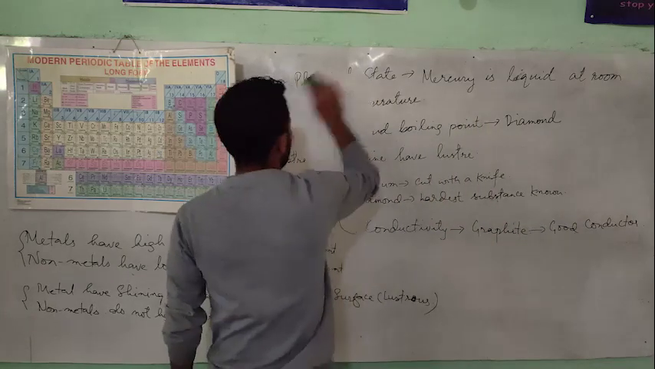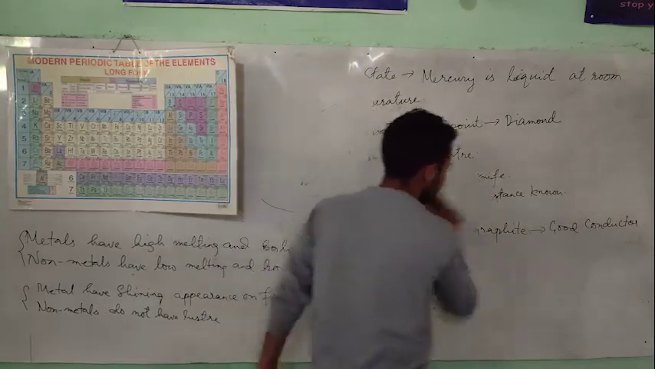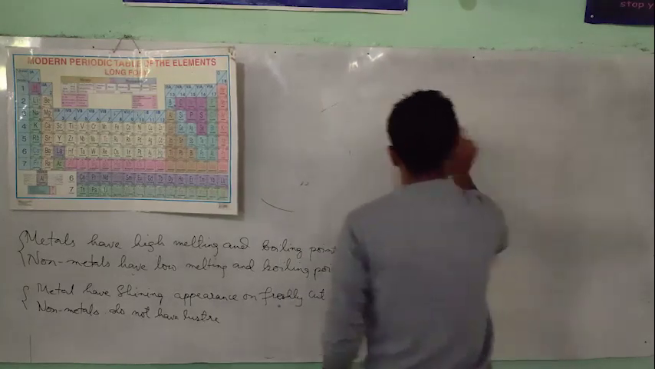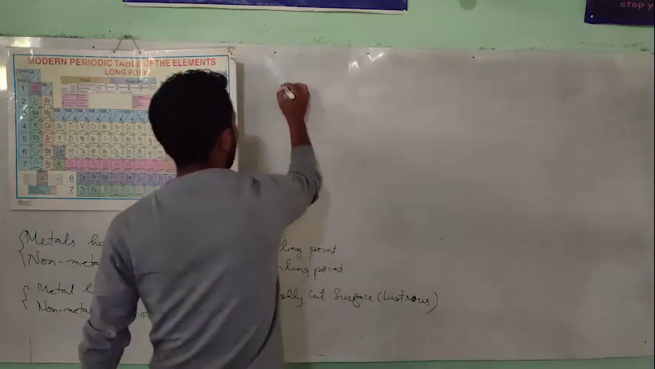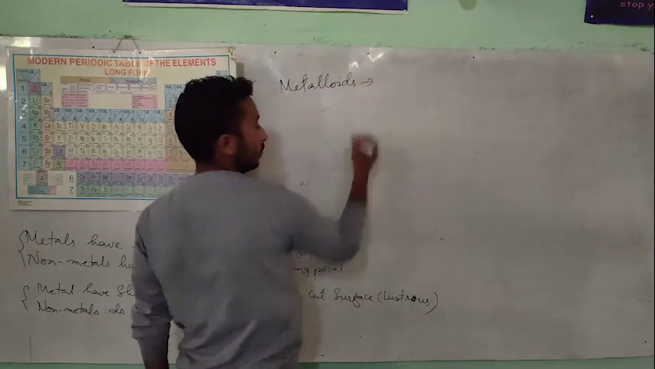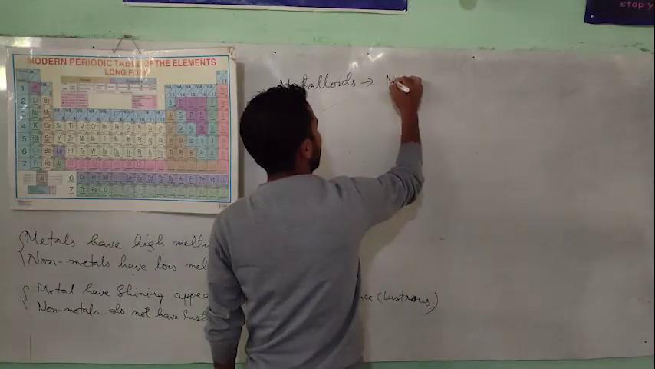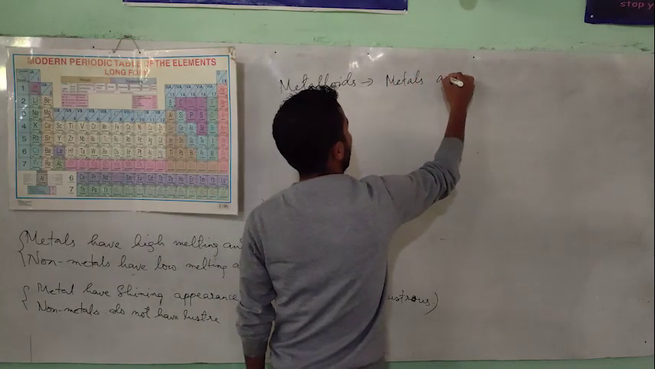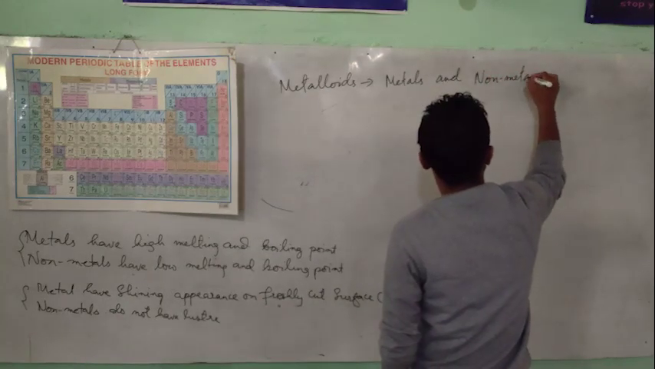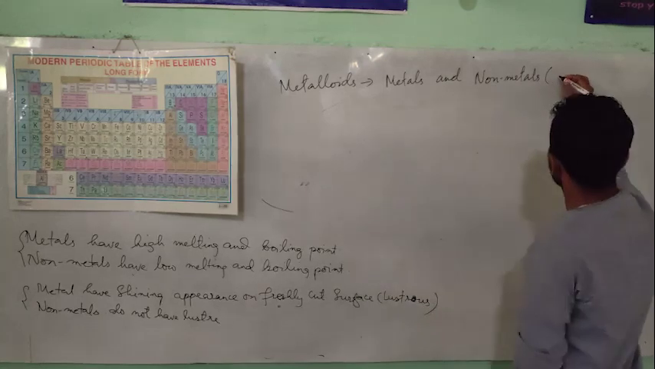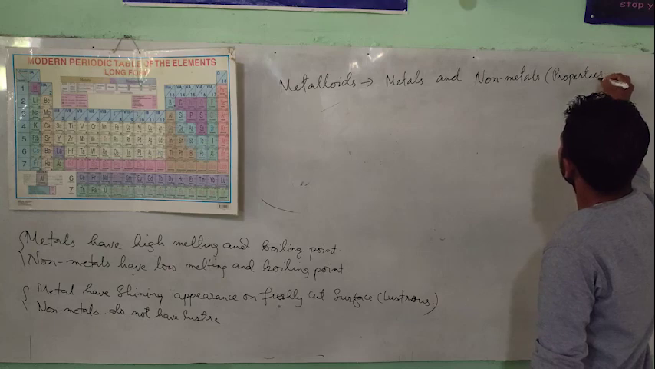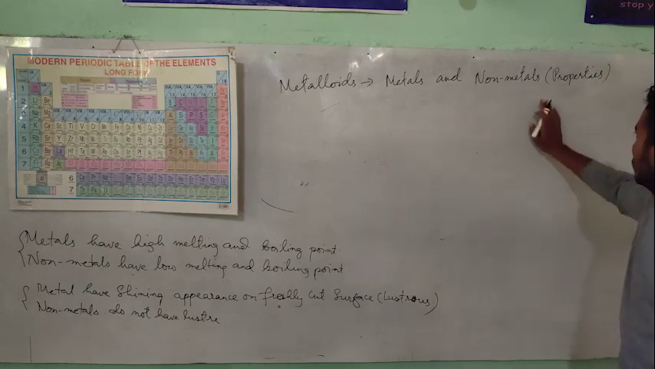So let's rub off this part. We have a third group of elements called metalloids, and they have properties of both metals and non-metals.